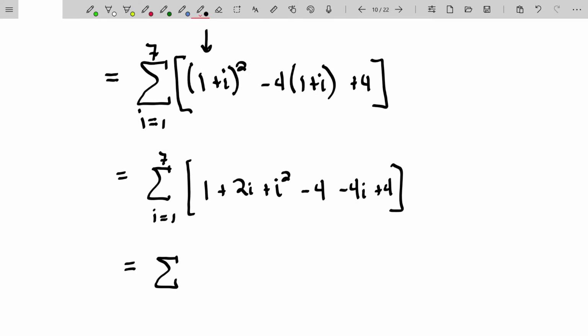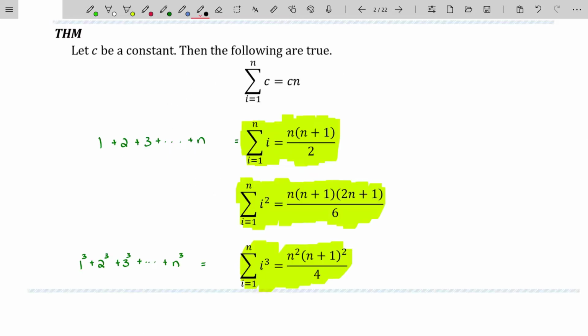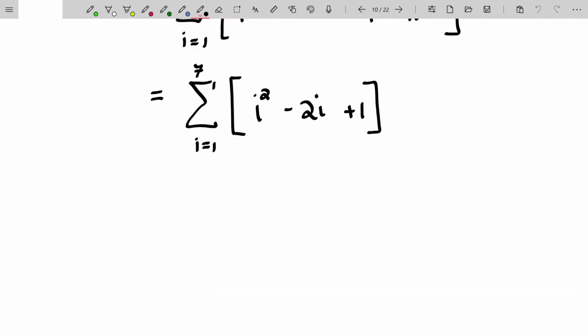Summation i equals, it's supposed to be an equal sign and a summation. Everything just got erased. Sorry about that. Summation i equals 1 to 7. I'm going to write it in descending power order. So i squared. Let's see, we have 2i minus 4i, minus 2i, and a plus 1. And I don't know if you recall, you should, but we had these properties written before, and we're going to be using them now. So let's go ahead and see how that works.